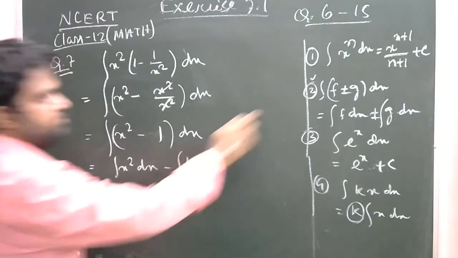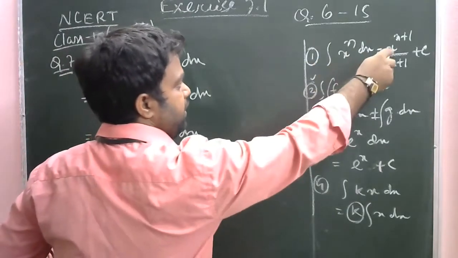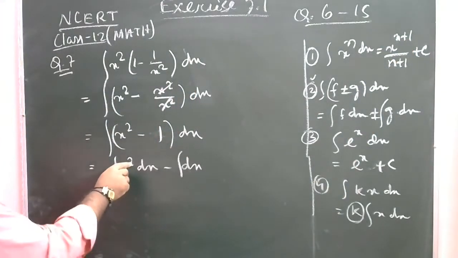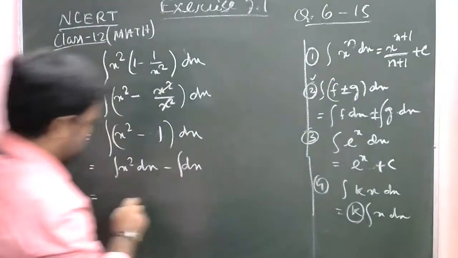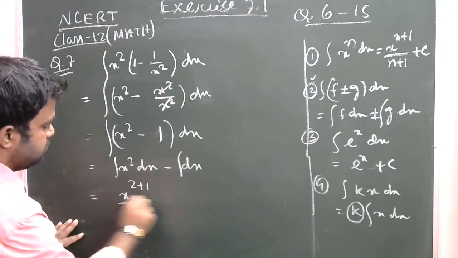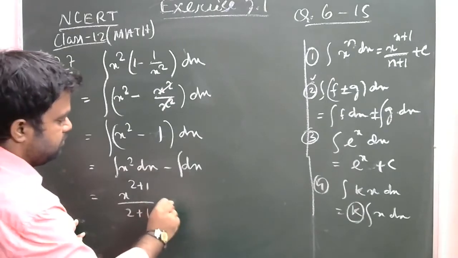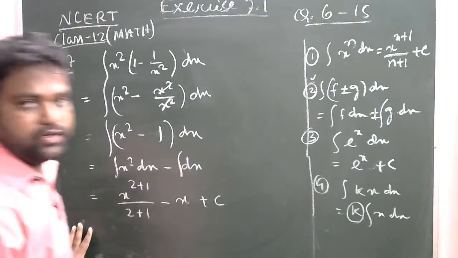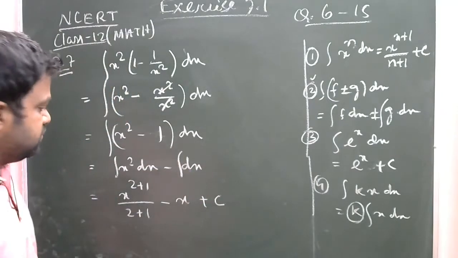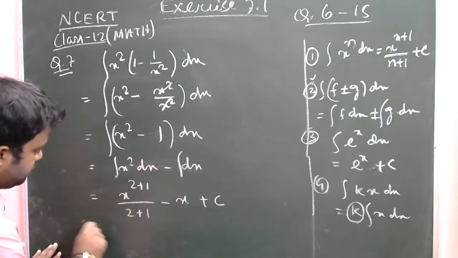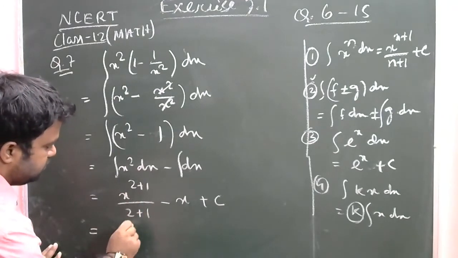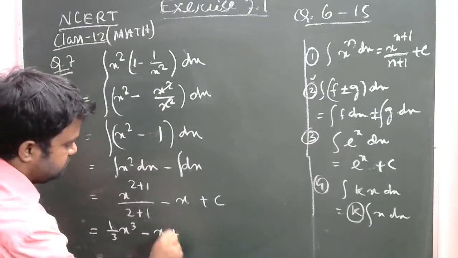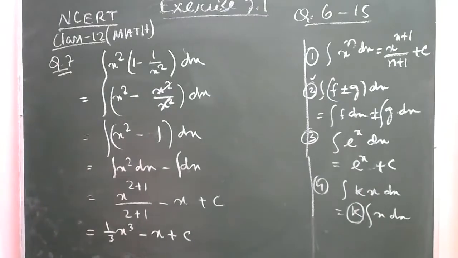X square dx, first formula you will use: x to the power n plus 1 by n plus 1. X power 2, n is 2 here. So x to the power 2 plus 1 by 2 plus 1 minus x plus c. Dx I am writing directly. I am not doing x to the power 0 plus 1 by 0 plus 1, I have done it in the last problem. Check it. So this is x to the power 3 by 3 minus x plus c. Clear? Check it.